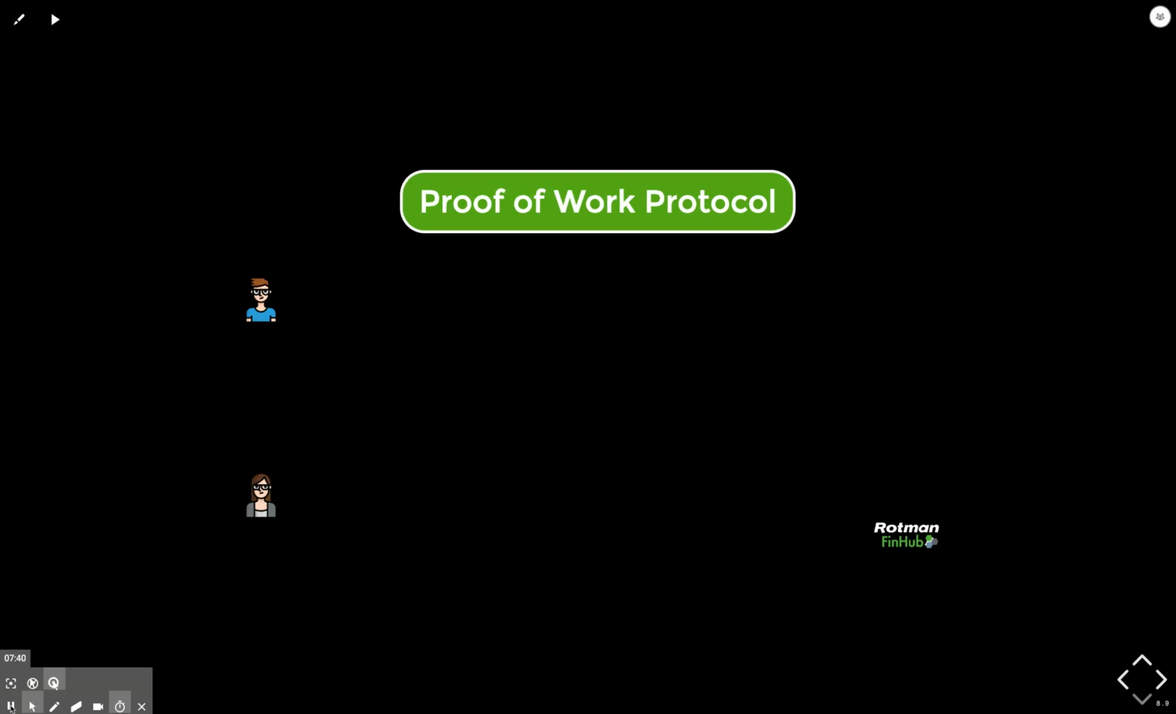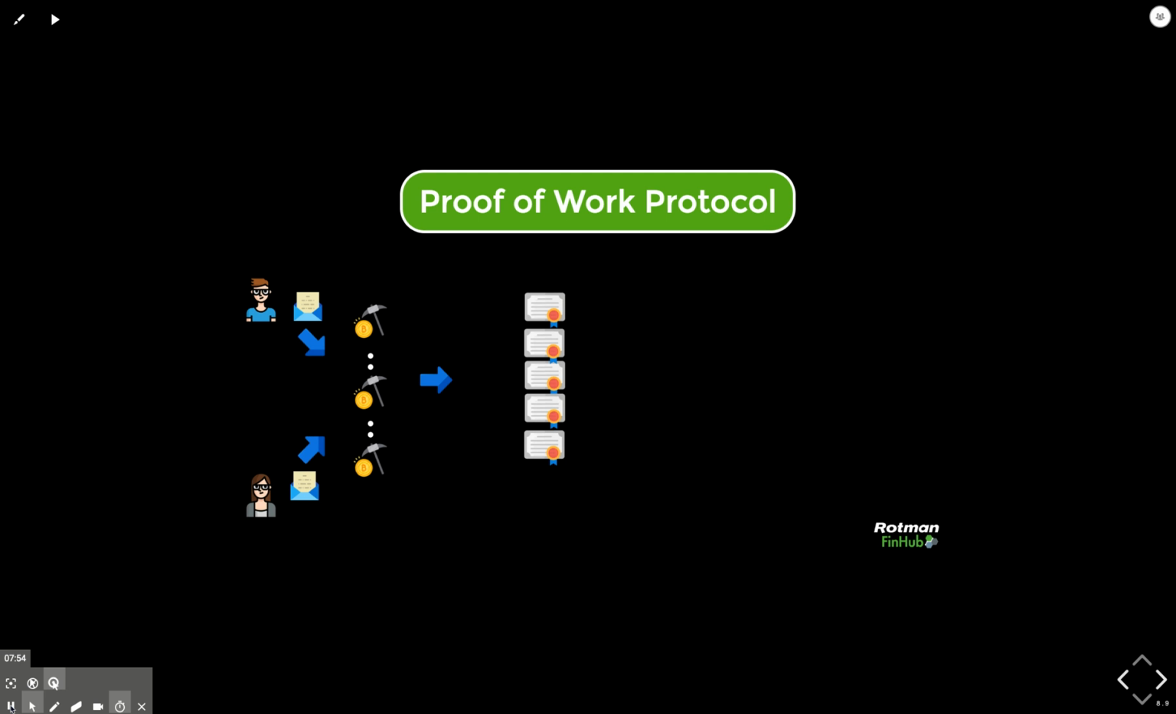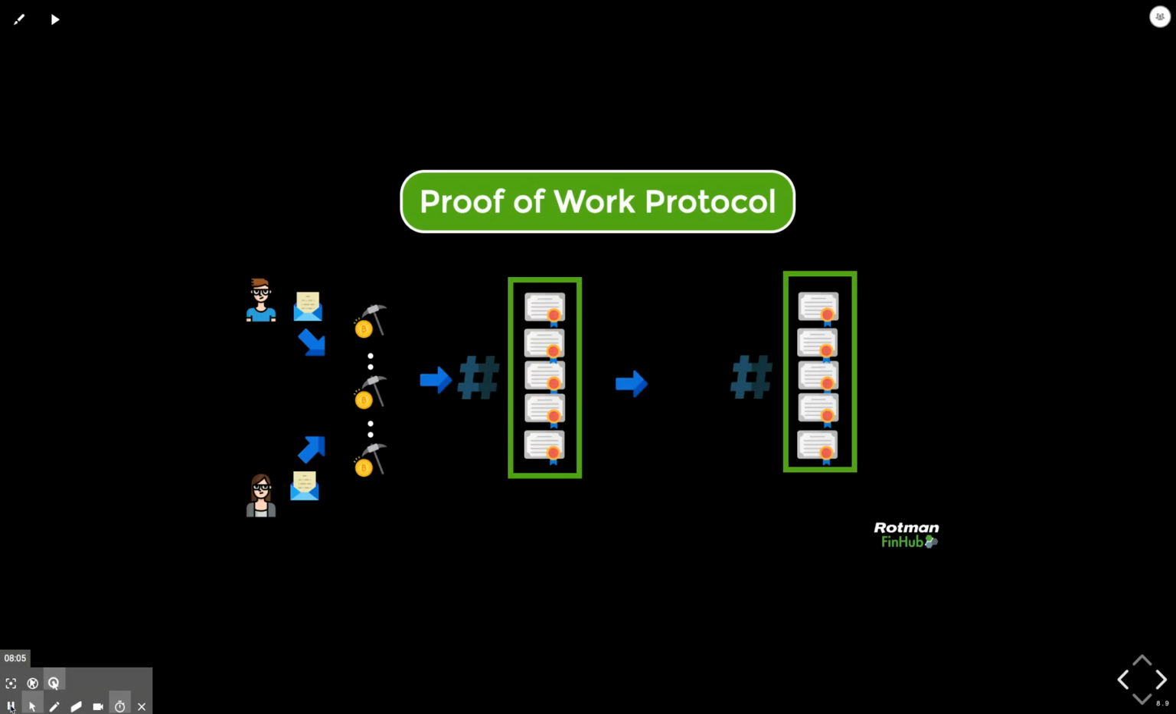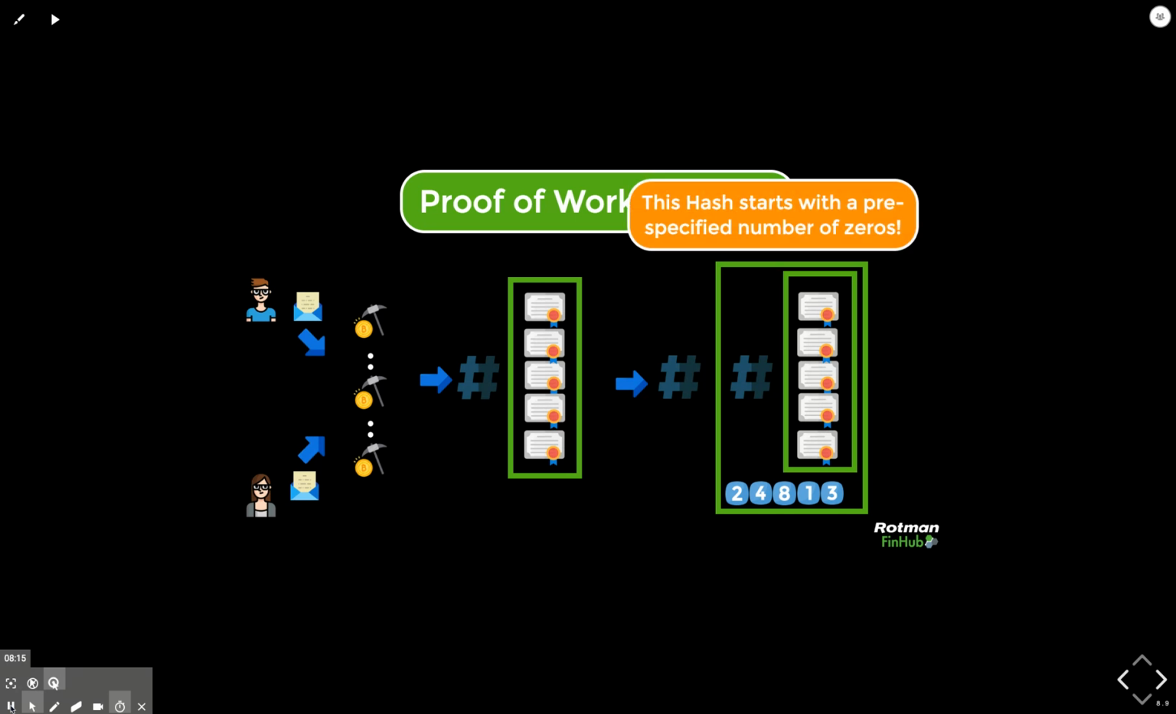So now let's look at the proof of work protocol just in a nutshell. How does this work? Well, you have Bob and Alice, who have their transactions that they've signed and sent to the miners. What the miners do is bundle and validate them, put them together, and then create a hash of this information. Now the trick for the proof of work is to find a special hash, which is the following. It is a hash of this hash, which together with a particular number, here 24813, creates a hash that starts with a pre-specified number of zeros.